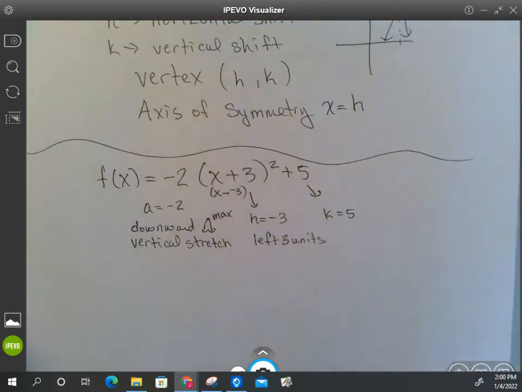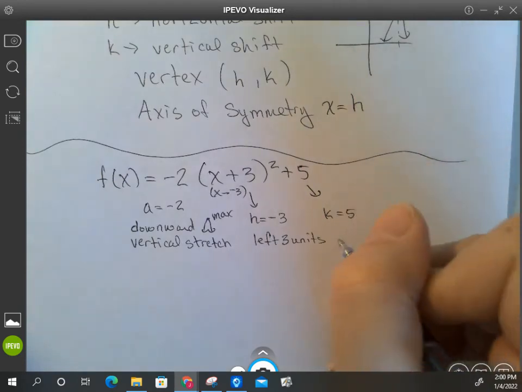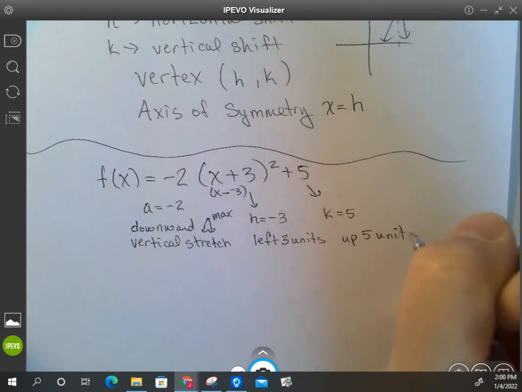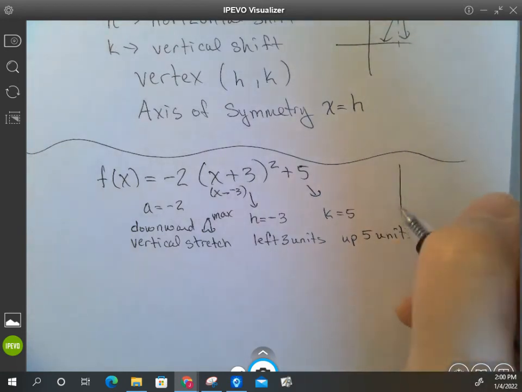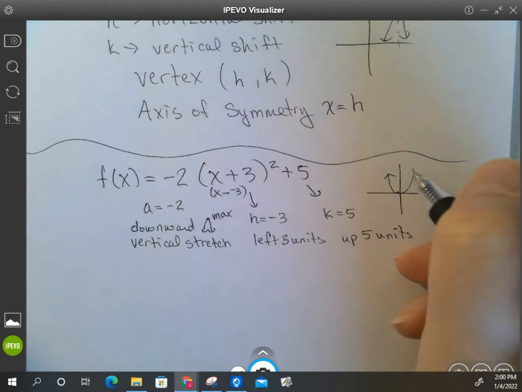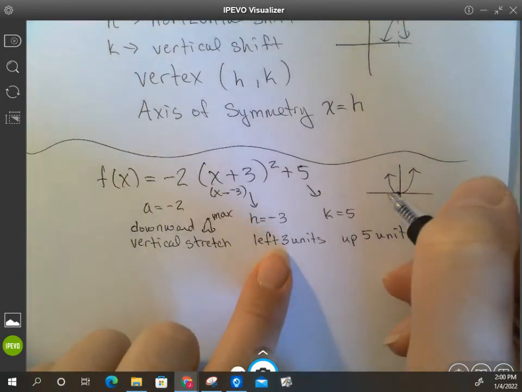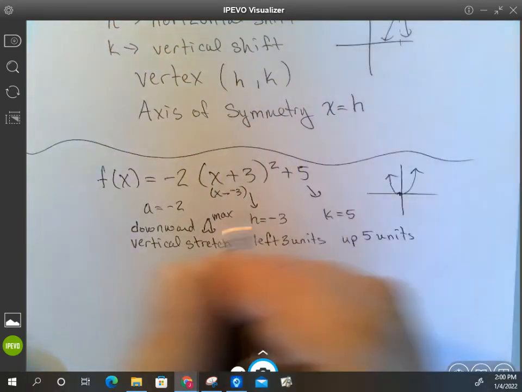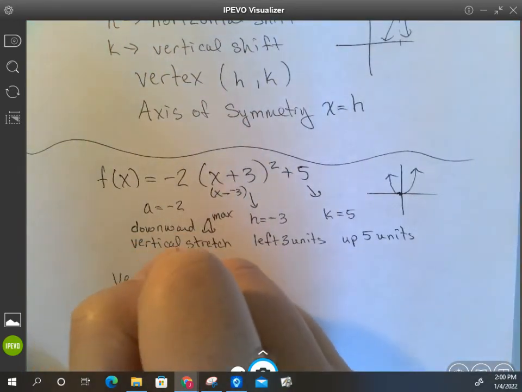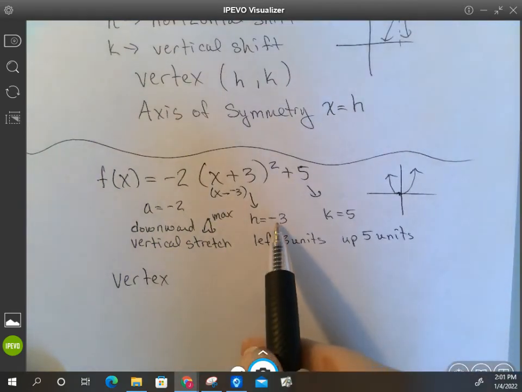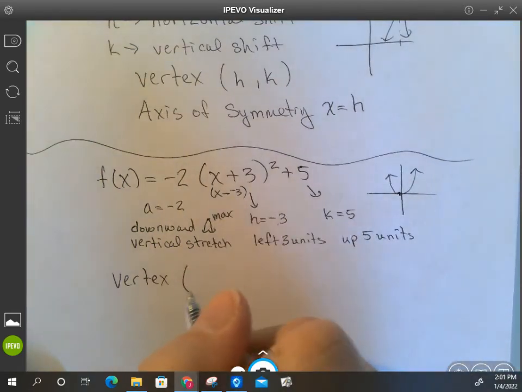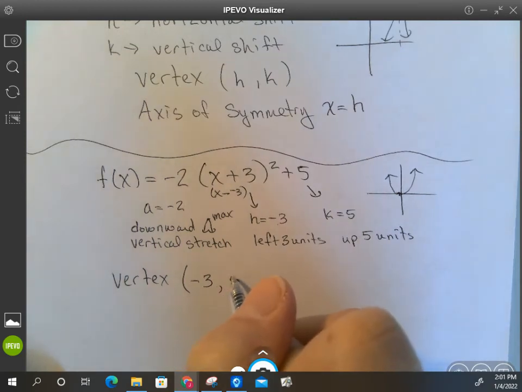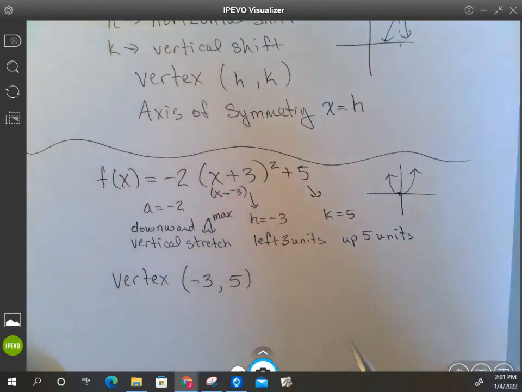All right, so now that we talked about k being 5, that means it is going to shift up 5 units. So that's going to help me a lot because if I'm picturing my initial graph going at the parent function, I am now moving left 3, up 5, so I can visualize my vertex. So that's my next thing. Without doing any algebra, I can look at this and say if h is -3 and k is 5, that's moving my x value to the left 3 and my k value 5 is moving it up 5.